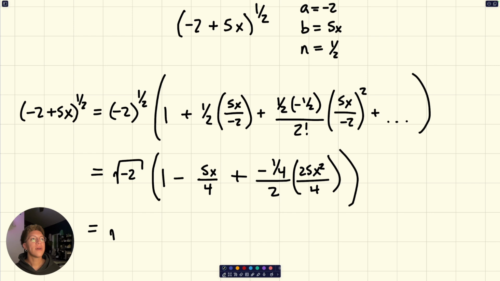And taking that one more step down, we have negative 2, square root of negative 2, 1 minus 5x over 4. This is going to be negative 1 over 8. And then we have that times 4, so that's negative 1 over 32. And then in the top, we have 25x squared.